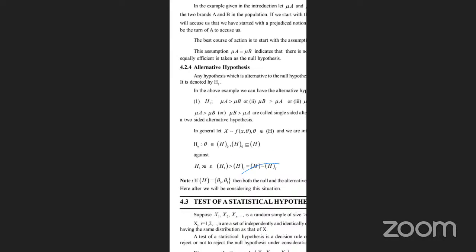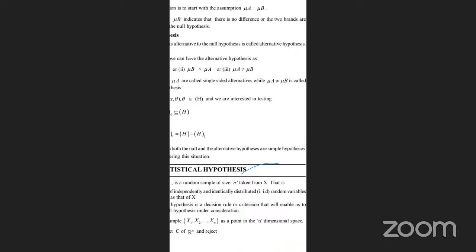In general, X belongs to f(x, theta), theta belongs to H. We are interested in testing H0: theta belongs to H0, a subset of H, against H1: theta belongs to H1, which is H minus H0. If H is equal to {theta 0, theta 1}, then both the null and alternative hypotheses are simple hypotheses in that situation.